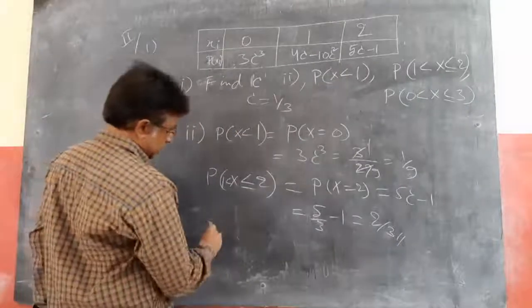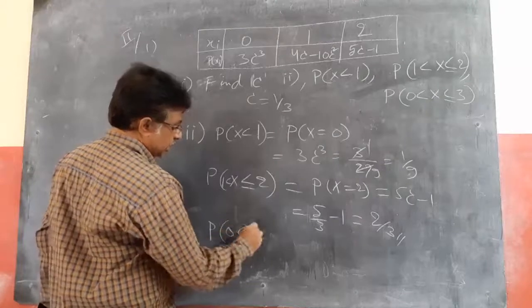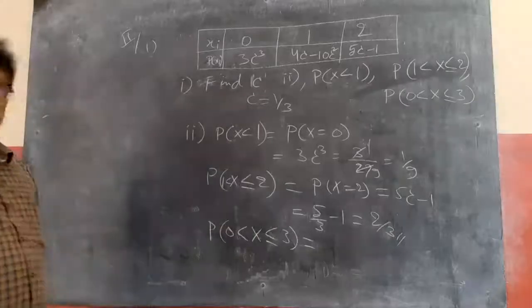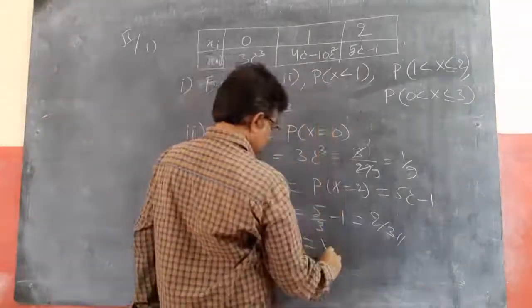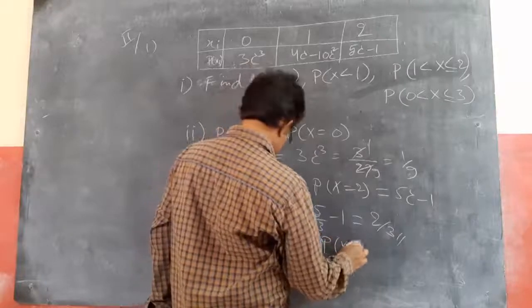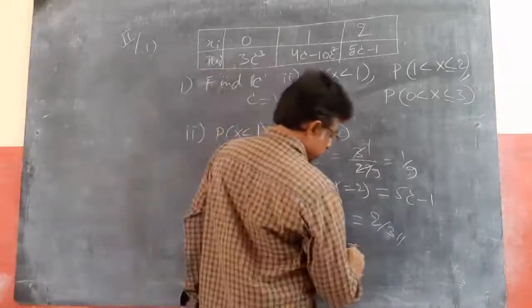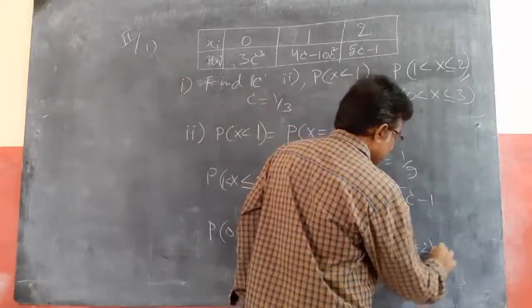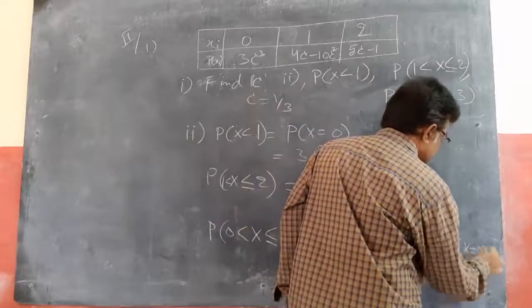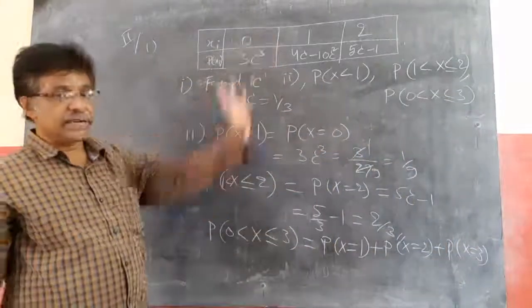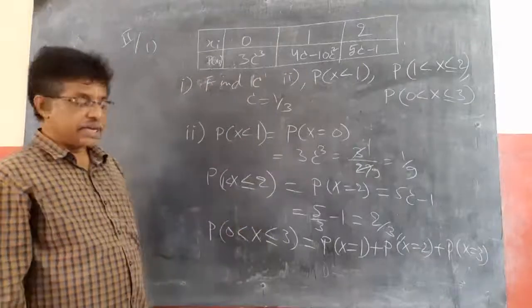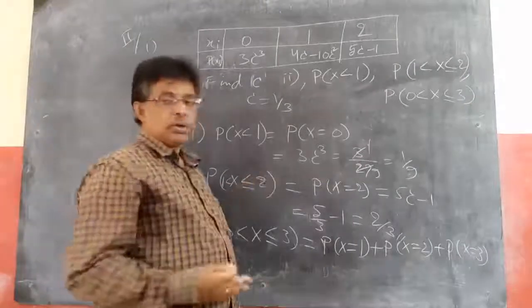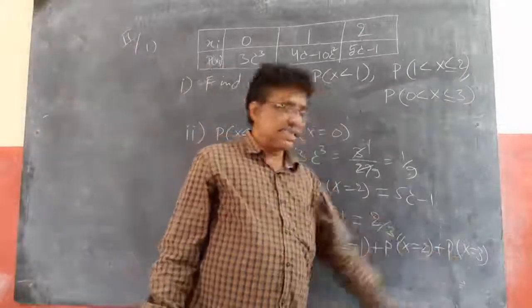Next, he is asking P of x lies between 0 and 3. P of x lies between 0 and 3 is nothing but equal to 3, but there is no 3. So we have P of x equal to 0. There is no equal to for 0. Sorry. So P of x equal to 1 plus P of x equal to 2 plus P of x equal to 3. Equal to 3 is there, that's why I am writing it, but its value is 0. It is not given in the table. So that means the probability of getting 3 is 0. There is no question of getting 3. So the probability is 0.